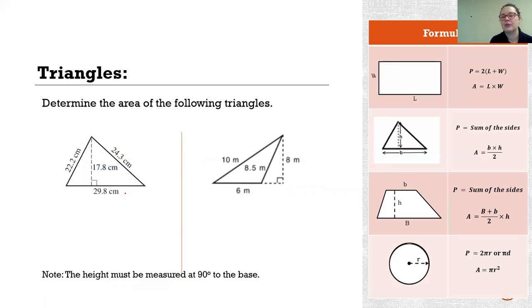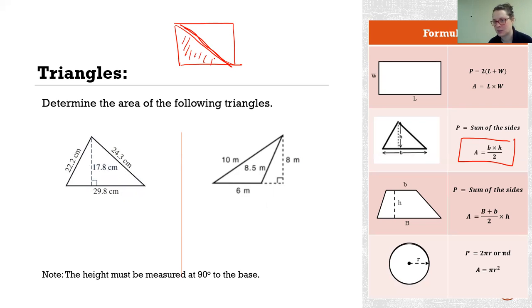For triangles, the formula for the area of a triangle is base times height divided by 2. Where that comes from is that triangles can be put together to make a square or a rectangle. You'll notice if we take a rectangle and put a diagonal line through it, we get 2 triangles, which is why it's base times height divided by 2. So that's where your triangle formula comes from.